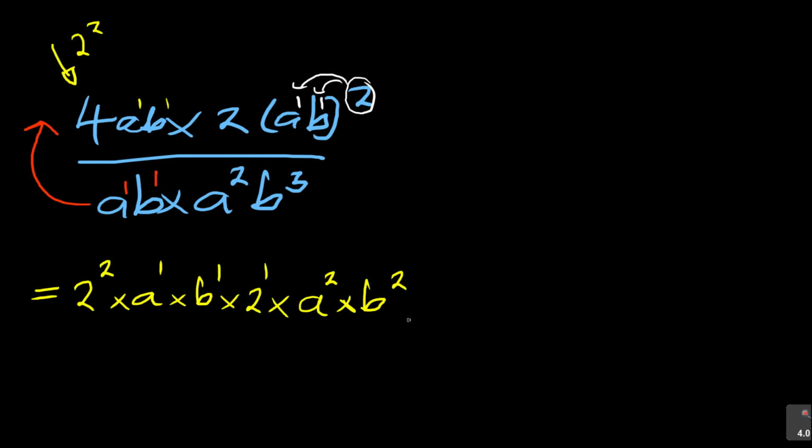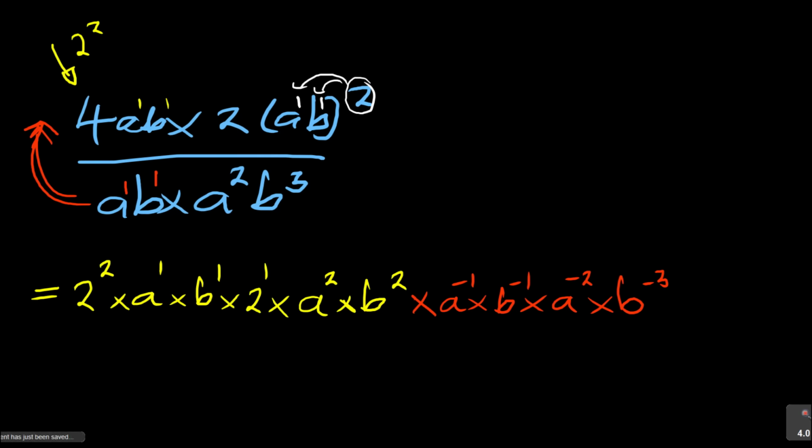Now looking at the one that went up, now they're going up, a to the power 1, I told you from the previous one, it becomes a to the power negative 1 times b to the power negative 1 times a to the power negative 2 times b to the power of negative 3. You just do that. And then equal to, then you simplify. Take 2 there and 2. You add them. 2 to the power of 2, because you're multiplying, you add 2 plus 1.